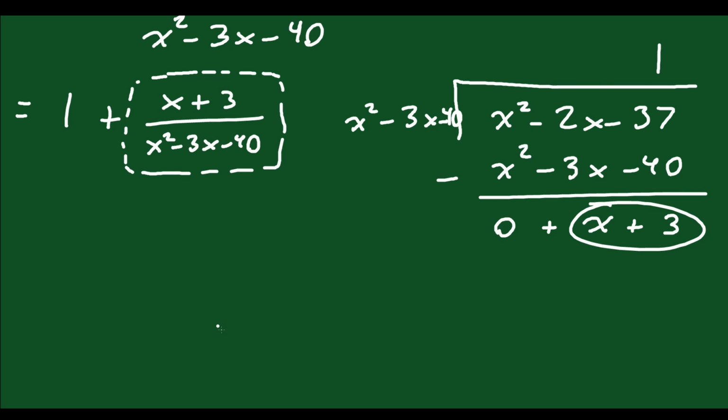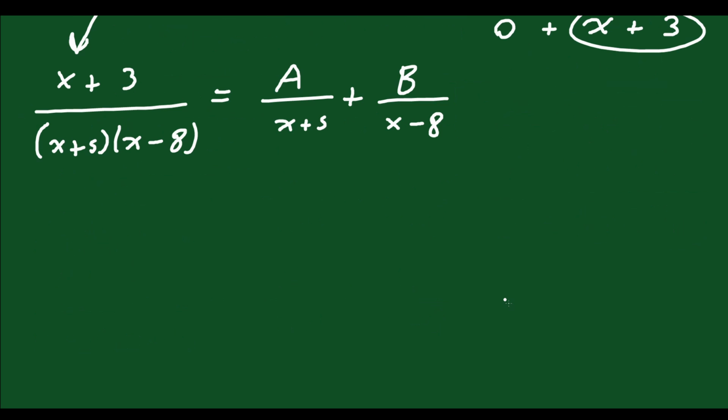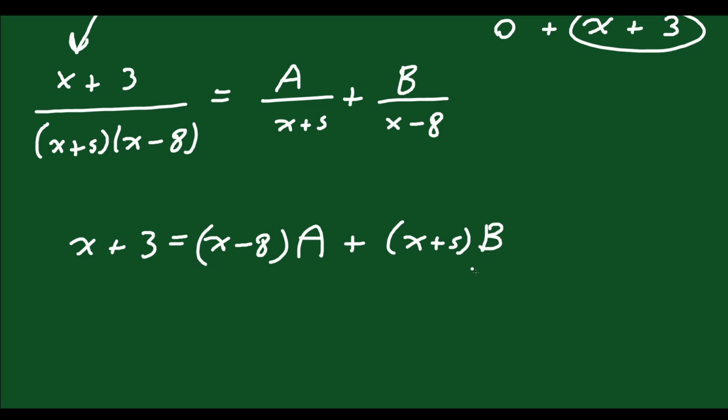So we can go ahead and do this the same way we were doing it before. One thing you have to do is factor the denominator though. So I'm going to do this work over here, and at the end I'm going to bring the 1 back in. So you have x plus 3 over, factor the bottom, you're going to get x plus 5, x minus 8, right? It's just a simple trinomial sum product method. And we're going to equate that to a over x plus 5 plus b over x minus 8, just like that. Multiply both sides by that denominator to get rid of them. You get x plus 3 equals x minus 8 times a plus x plus 5 times b. Okay?